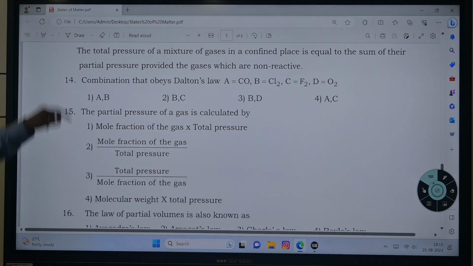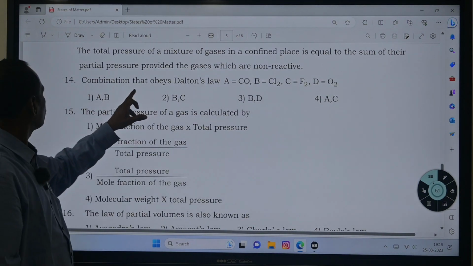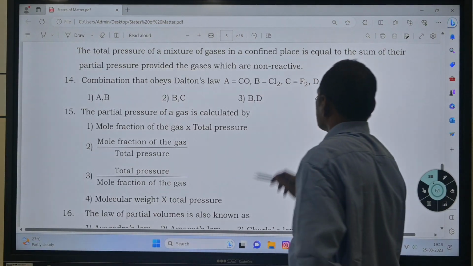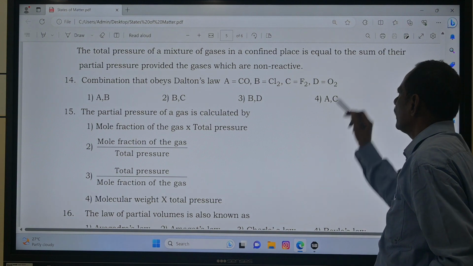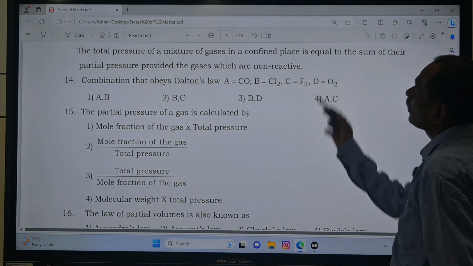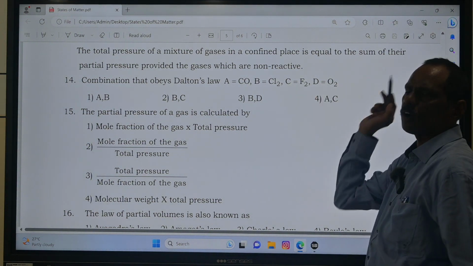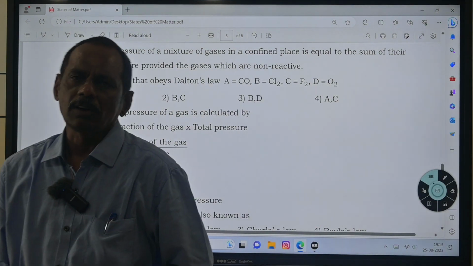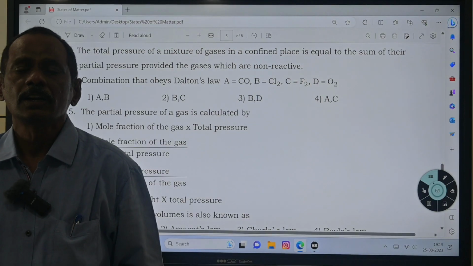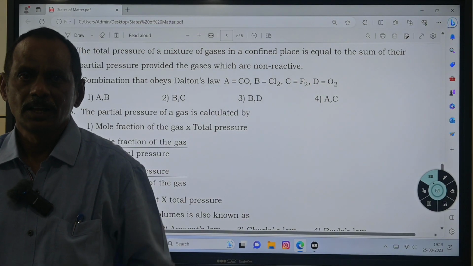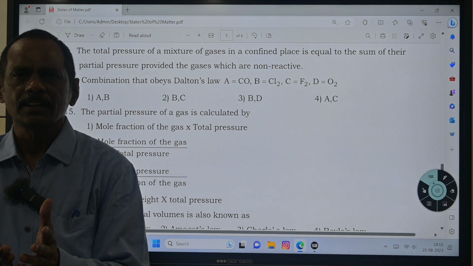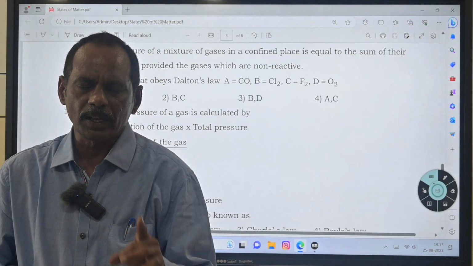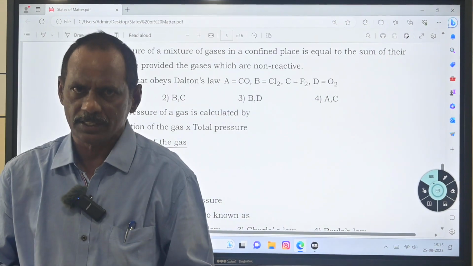As in the passage, regarding the combination, Dalton's law. A is carbon monoxide, B is chlorine, C is fluorine, D is oxygen. Dalton's law is applicable for which combination of gases? Friends, we should know that Dalton's law is applicable only for non-reacting gas mixtures. If two gases react with each other, then Dalton's law is not applicable. Dalton's law is applicable only for non-reacting gas mixtures.